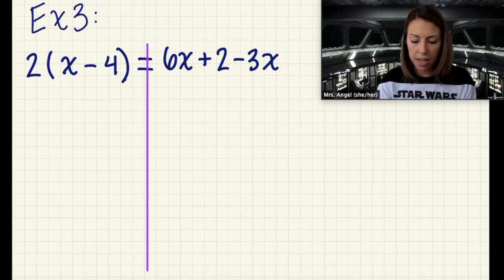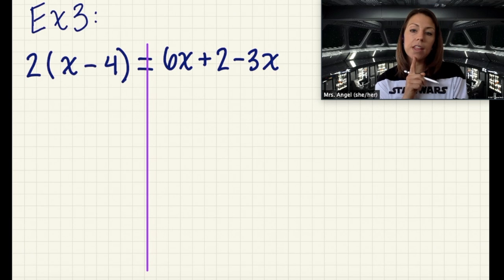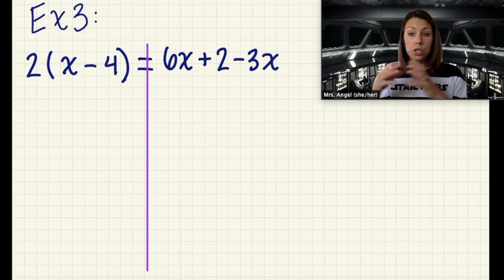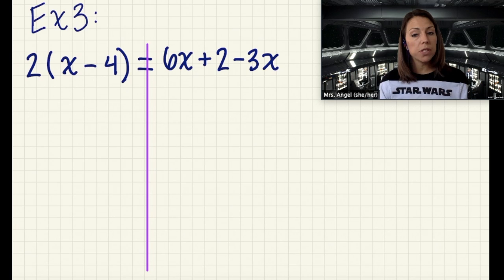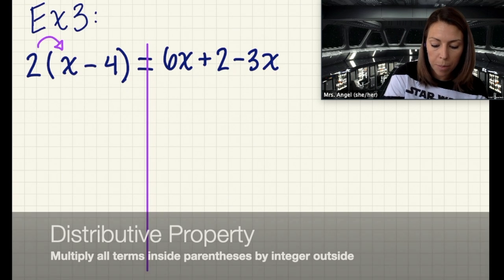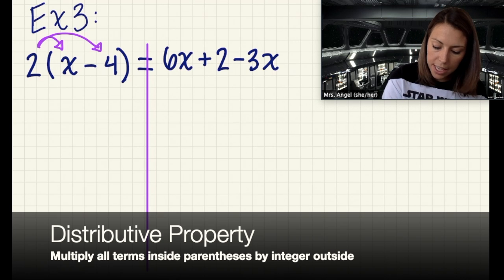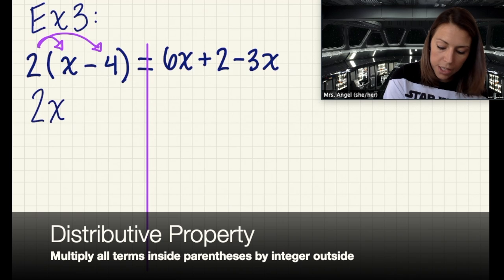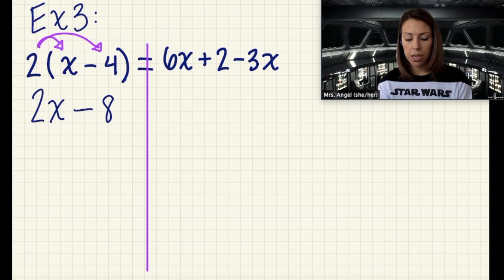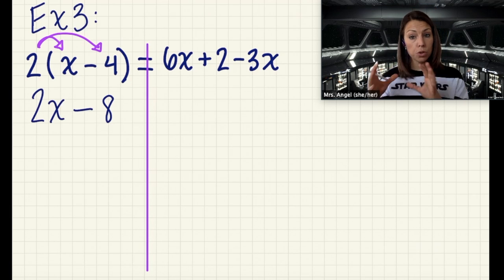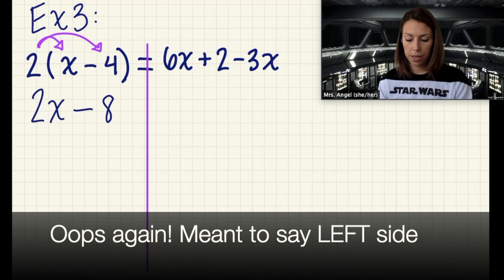So let's get started. First thing that I'm going to do, on the left-hand side, how do I get that single term of 2 times (x minus 4) into 2 separate terms without parentheses? The most common way to do this is using the distributive property. So here we go. 2 times x is 2x, and 2 times 4 is 8, and I am maintaining that it is a difference of subtraction. So now what that has done is I've gotten rid of the parentheses, and I have 2 terms on the right side of the equation.